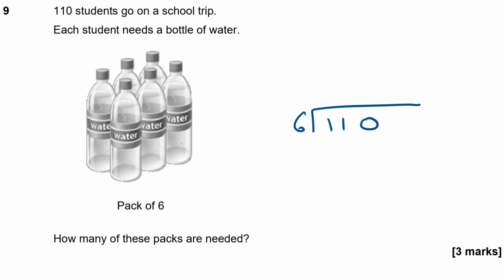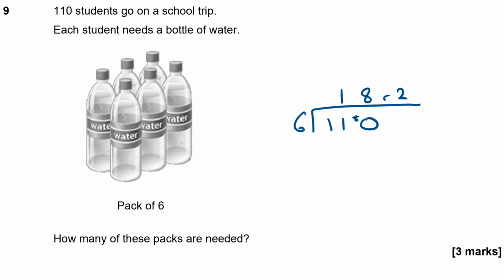Okay, so doing bus shelter division or short division, 6 goes into 1, doesn't go. 6 goes into 11 once, remainder 5. 6 goes into 50, how many times? Well, I know that 8 6s are 48, so it goes in 8 times, remainder 2. Okay, I'm just going to write that down as a remainder for now. So it goes in 18 times remainder 2.